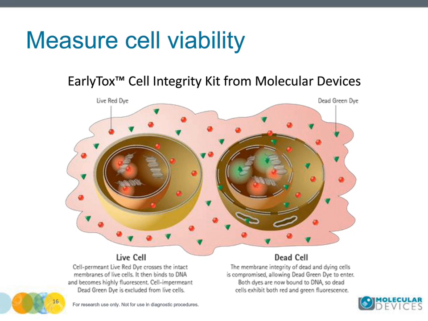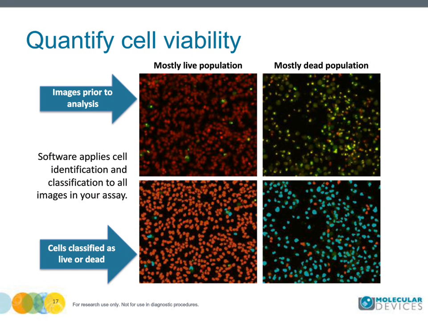And that's what I'm showing you here. So the way that we quantify cell viability is that we have a couple of reference images that are acquired initially when we start the reading. And those images are used to essentially train the software what's live and what's dead. Now the first step is to have the software identify all of the cells through the red channel, so it finds everything that's a red nucleus.